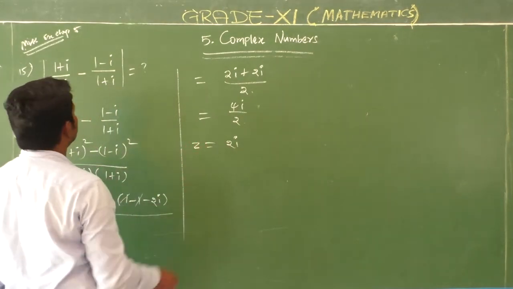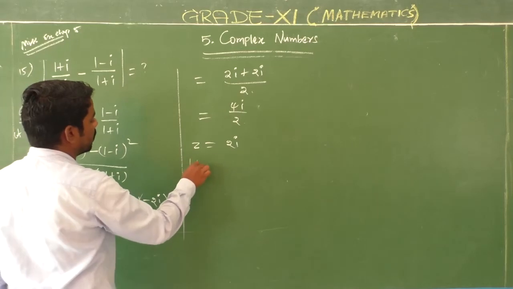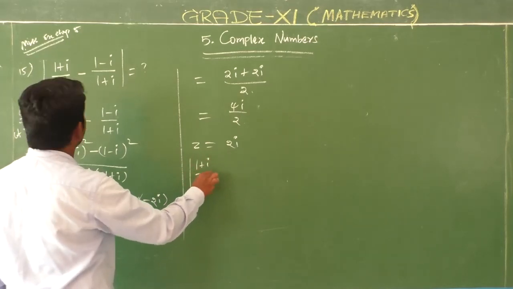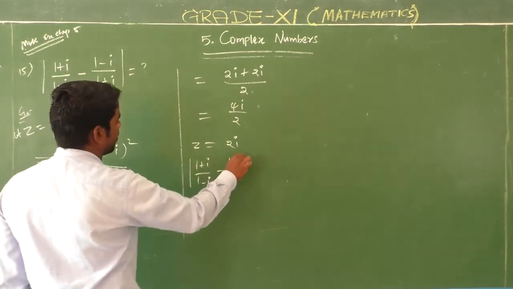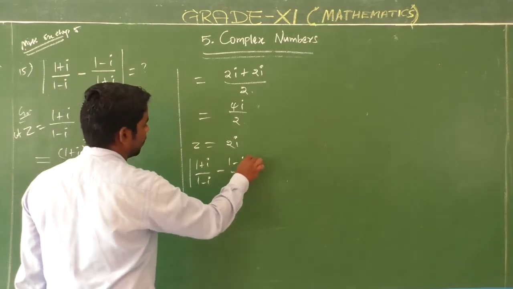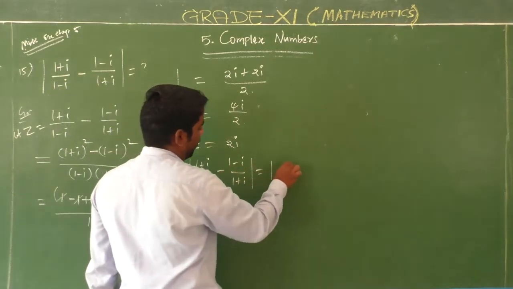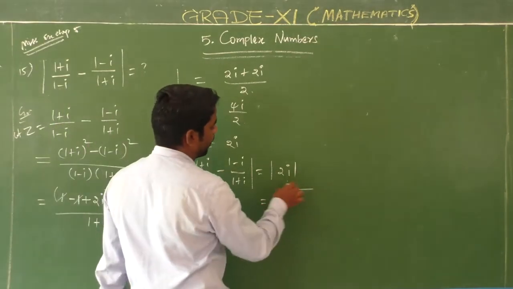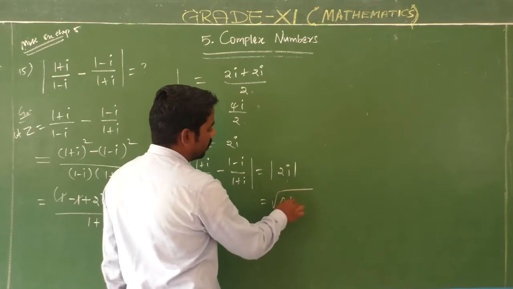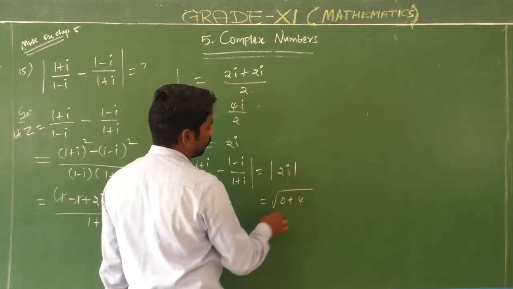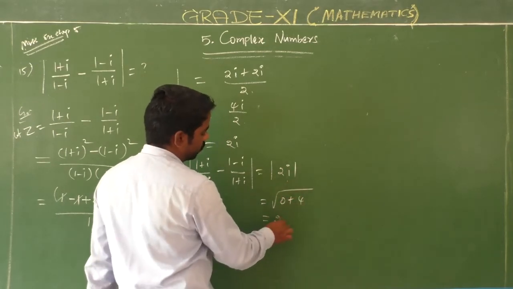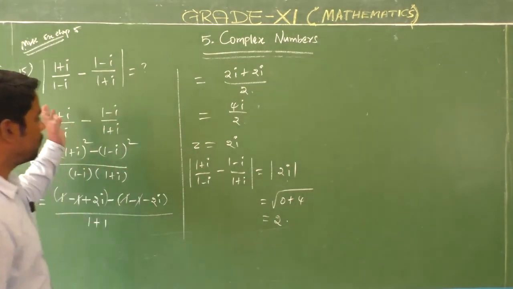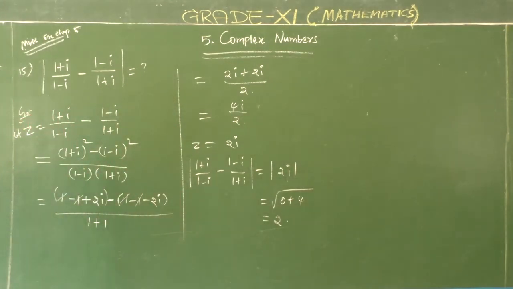So we have the modulus of (1 plus i) by (1 minus i) minus (1 minus i) by (1 plus i), which is equal to the modulus of 2i. The modulus of 2i is the root of the real part 0 squared plus the imaginary part 2 squared, which is 4. The root of 4 is 2. The modulus of this complex number is 2. Okay, right. Next question.